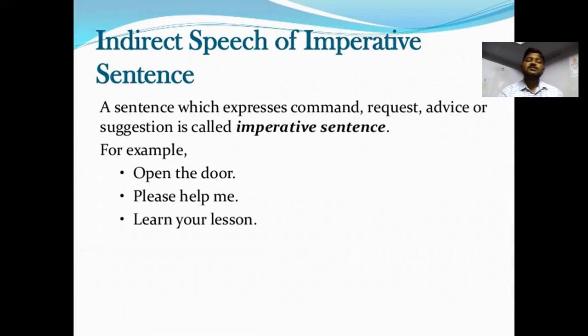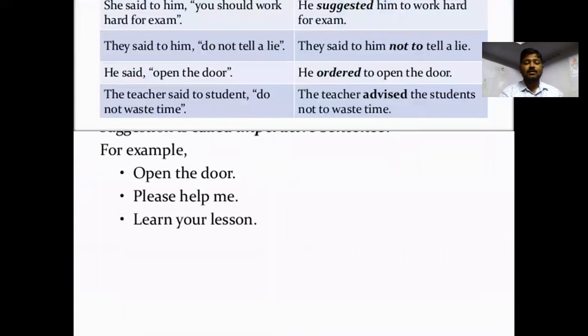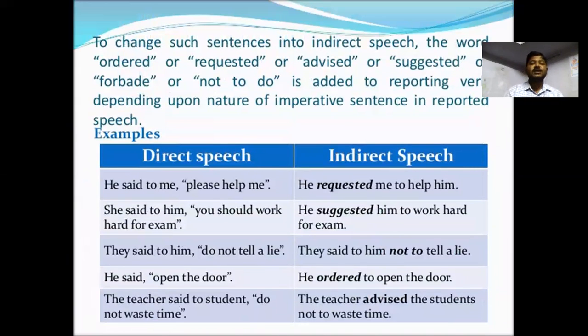A sentence which expresses a command, request, advice or suggestion is called an imperative sentence. For example, open the door, please help me learn your lessons. They are changed according to the reporting verbs like ordered, requested, advised, suggested, forbade, and not to do. He said to me, please help me. He requested me to help him. He said to him, you should work hard for the examination. He suggested to him to work hard for the examination.